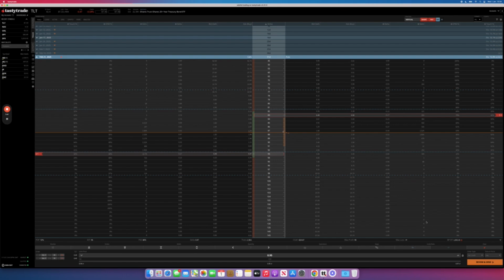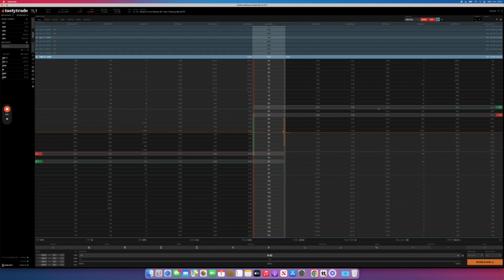So what we want to do is simply come out, say $2 wide. That'll land us at around the 10 delta at the 95 strike. So that is a $2 wide spread, and we're going to do the same thing on the put side at $81, which lands us again at around 10 deltas. So we've created a $2 wide spread on either side.